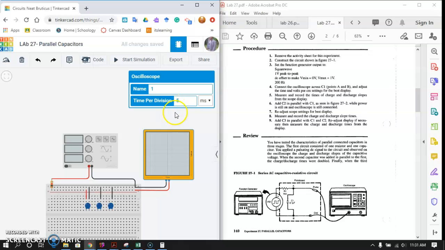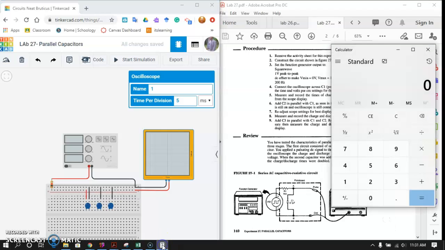Now, looking at the time per division setting on my oscilloscope, I have it set at 5 milliseconds. Where did that come from? That comes from our period calculation based on the frequency. So if you pull your calculator out, remember the inverse of the frequency is your period. You take 1 divided by 200 hertz, and that equals 0.005 seconds. 0.005 seconds is 5 milliseconds.